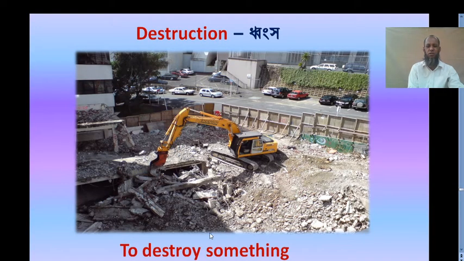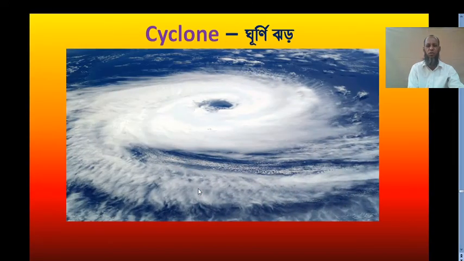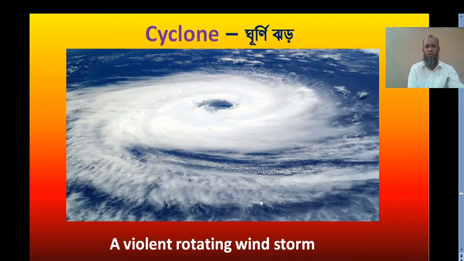Destruction, dhongsho. To destroy something. Cyclone, ghurnijhad. A violent rotating wind storm.